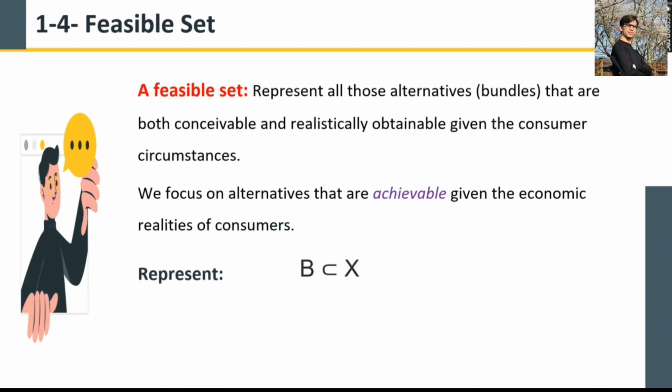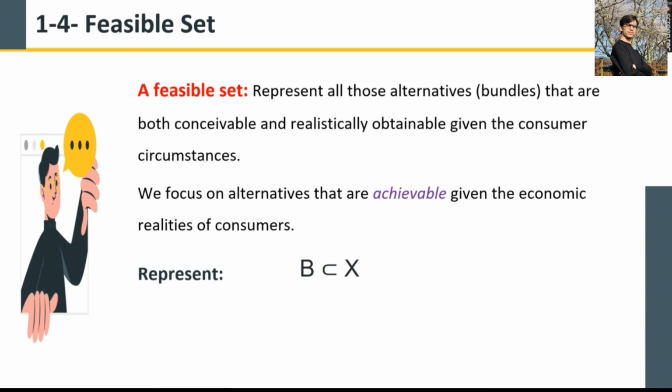So now, let's talk about the feasible consumption set. Because we have just been talking about the consumption set, and some of its bundles are not achievable in practice. But a feasible set represents all those alternatives or bundles that are both conceivable and realistically obtainable given the consumer's circumstances, like a budget constraint or physical constraint or sometimes environmental constraint.